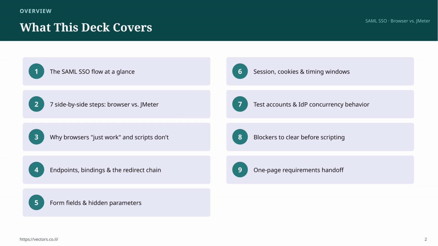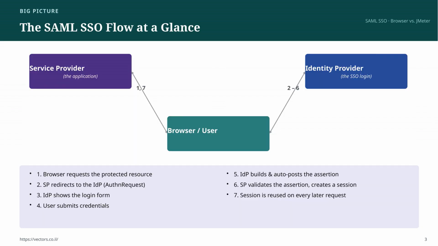user-ready script. At a high level, three parties are involved: the browser, representing the user, the service provider, which is the application being protected, and the identity provider, which handles the actual login. The browser talks to the service provider first and last, steps 1 and 7, and in between it's ping-ponging with the identity provider through steps 2 through 6. Keep this shape in mind, because every side-by-side slide that follows maps onto one of these 7 steps.